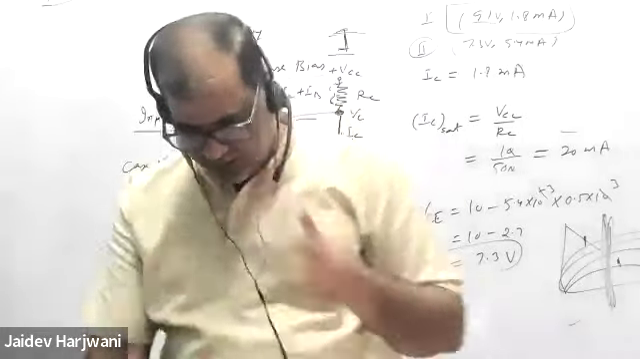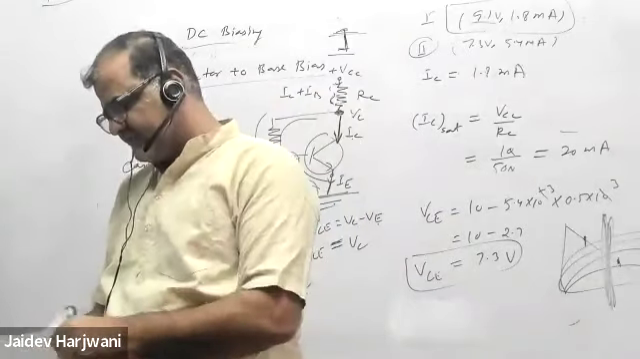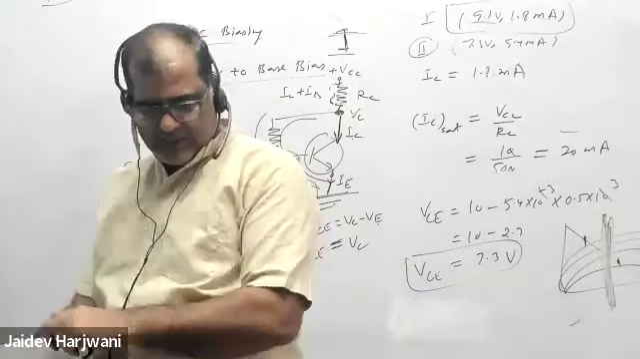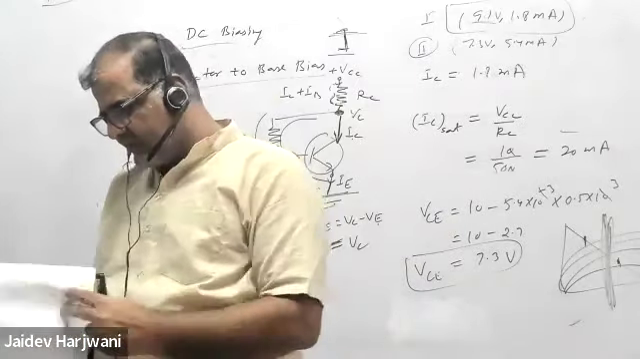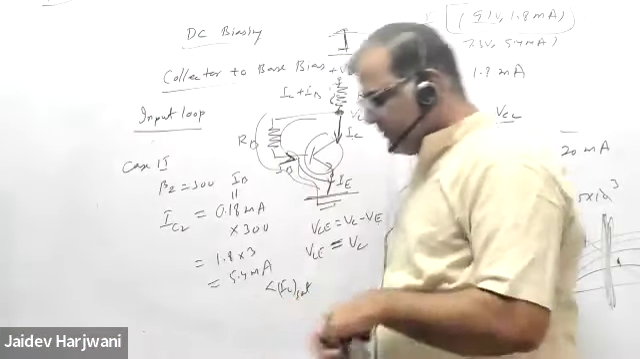So this is your second type of biasing. Now there is one more biasing we'll do in the remaining 10 minutes. That is a very easy biasing: the emitter feedback bias circuit.